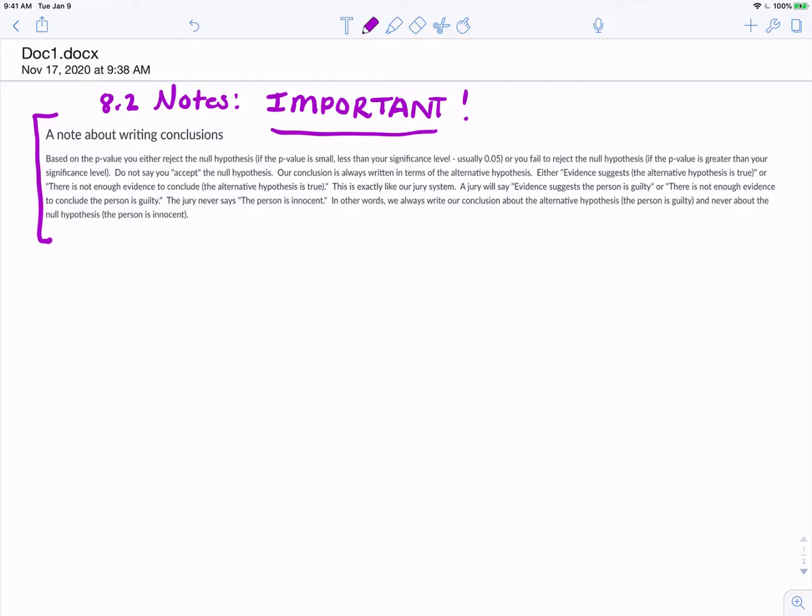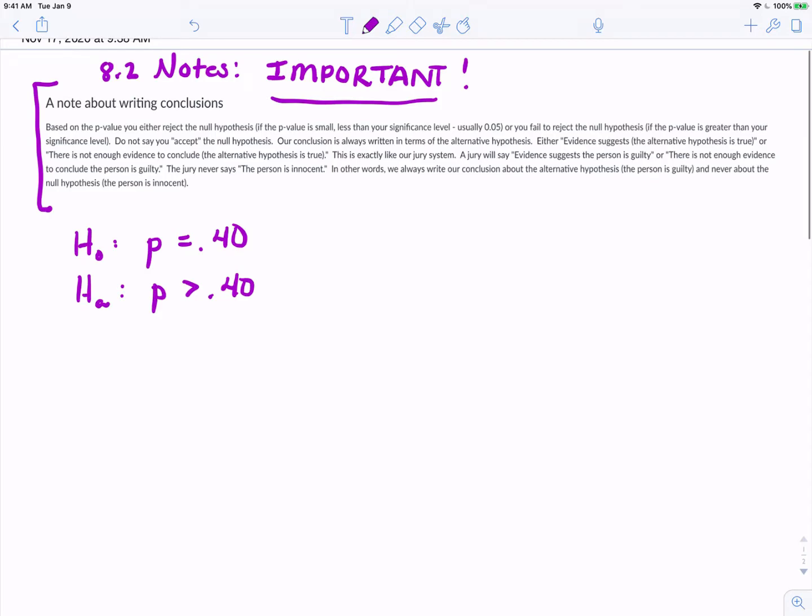So suppose you have hypotheses, and I think this was from a recent problem set that we did. We wanted to see if more than 40% of the people had seen an advertisement. So our null hypothesis was that the population proportion was 40%, and the alternative was the population proportion was greater than 40%. Okay? So you make a decision based on the p-value, because the p-value is going to tell you whether something is unusual or not.